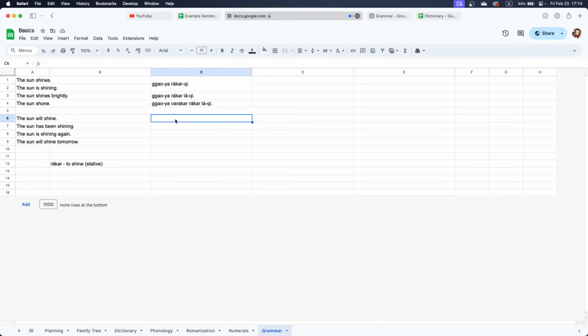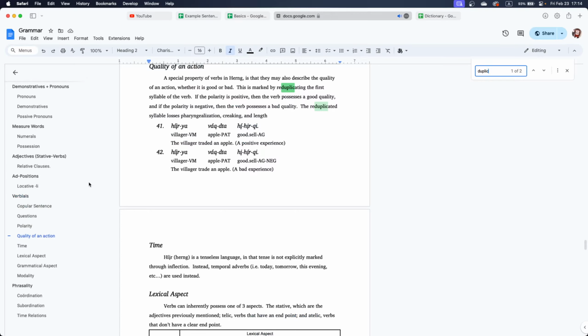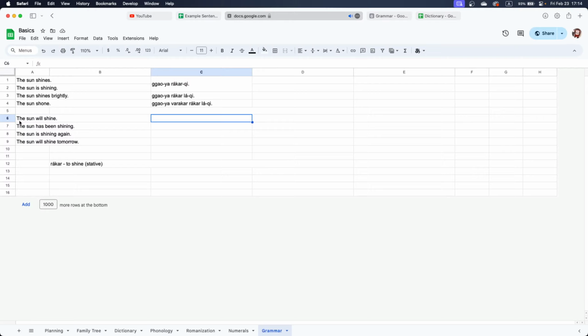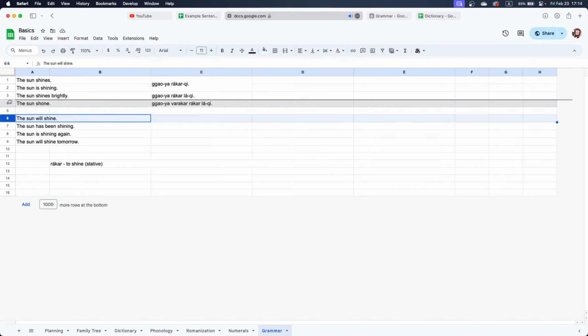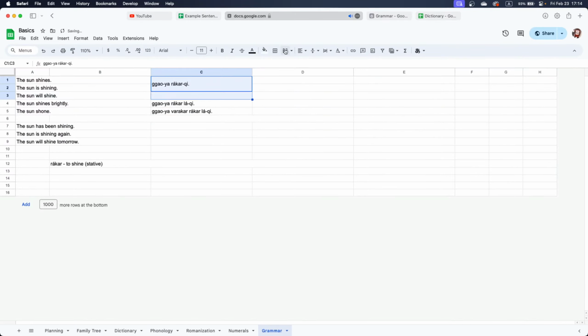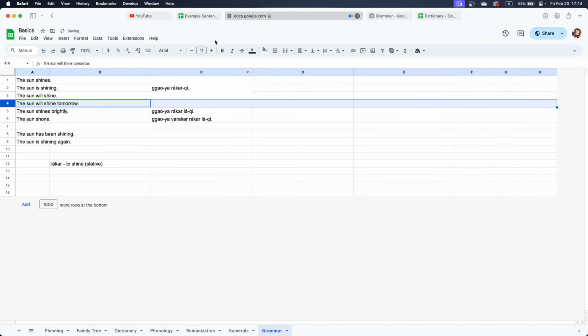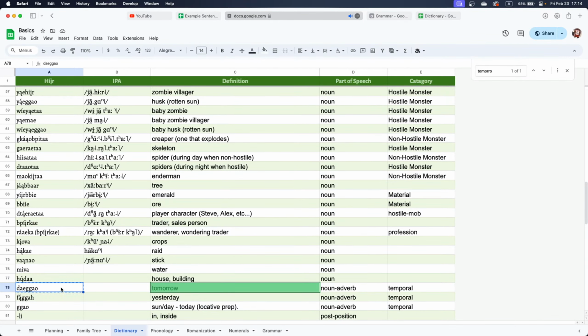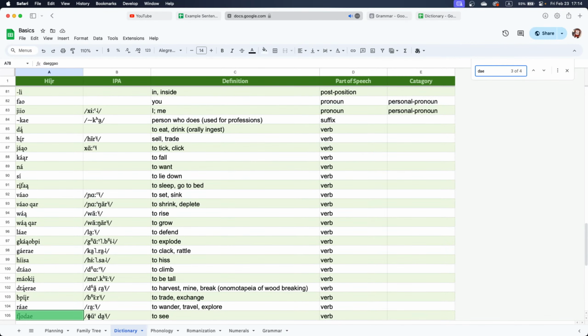And then the sun will shine. There is no tense in this language, so that's gonna go up here and merge with that. And then the sun will shine tomorrow. Do I have a word for tomorrow? Daga. Daga. Yes, I do.